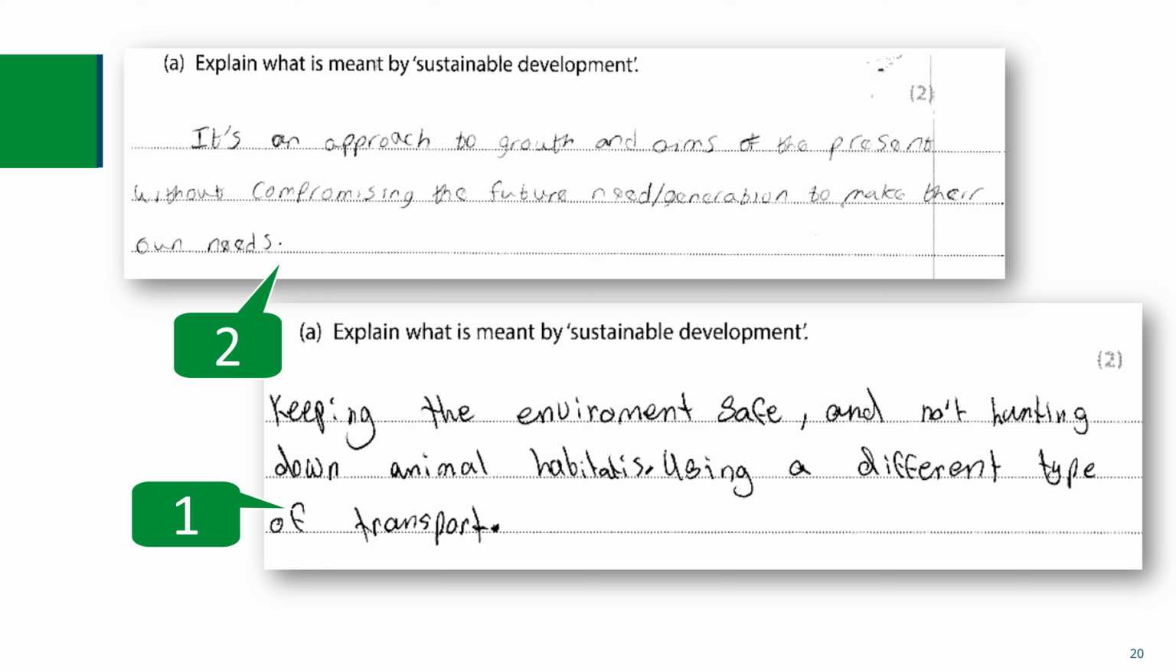In contrast, this answer does gain both marks. It shows proper understanding of the concept. It's an approach to growth in the present that doesn't compromise the future needs, the future generations. The English grammar is not perfect here, but this isn't a spelling and grammar test. It's a citizenship test that looks to see if students have the understanding they need of important ideas and concepts. And so long as that shows, we award the marks.